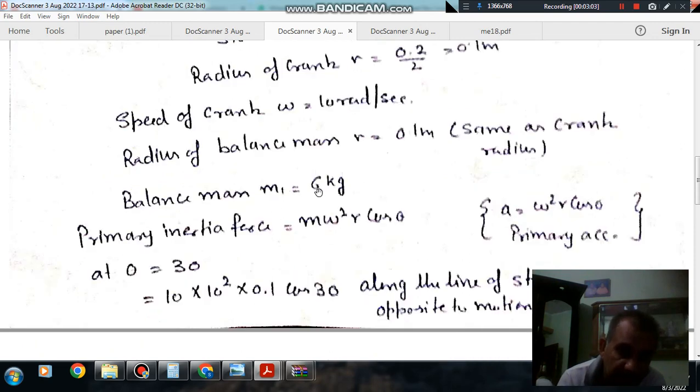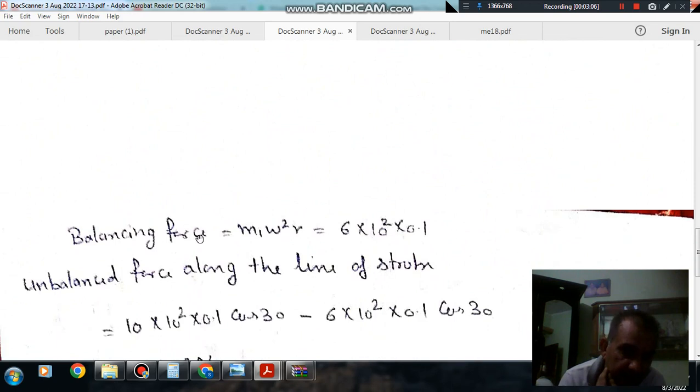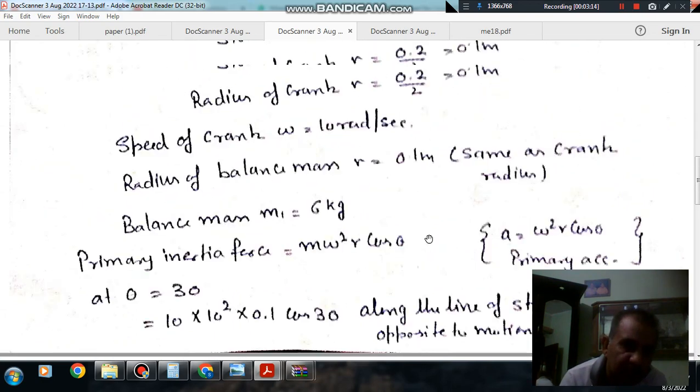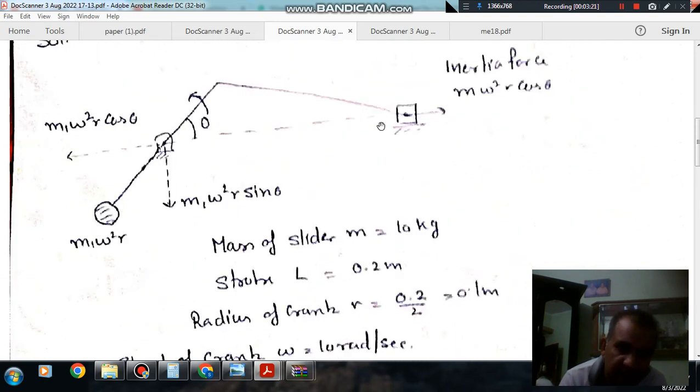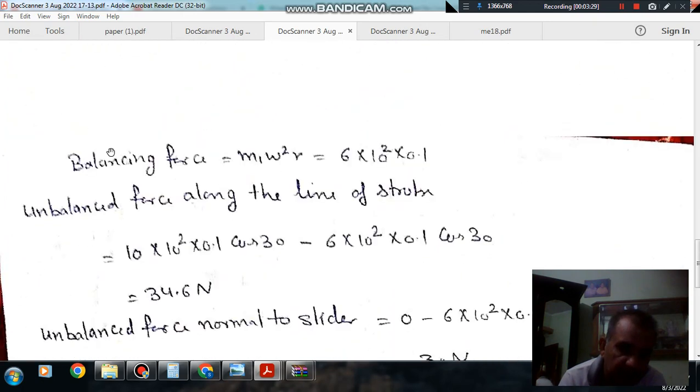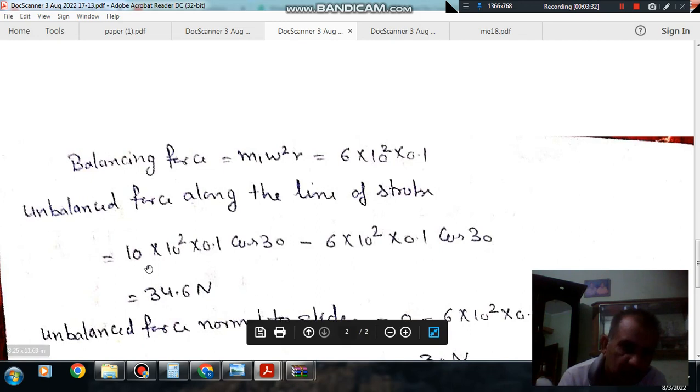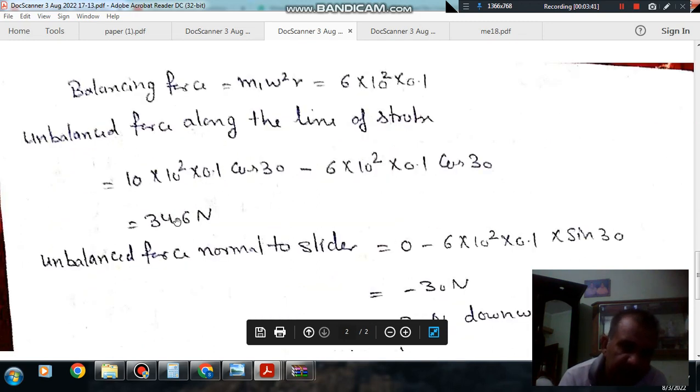So the balancing force caused by this mass is m1 omega square r, that is 6 into 10 square into 0.1. As it has two components, sin theta and cos theta, along this it will be m1 omega square r cos theta, and inertia force is m omega square r cos theta. The difference of these two will give unbalanced force along the line of stroke. As m is 10 and m1 is 6 and omega is 10 and r is 0.1 for both, and theta is 30 degrees, the unbalanced force in the line of stroke is 34.6 Newton.